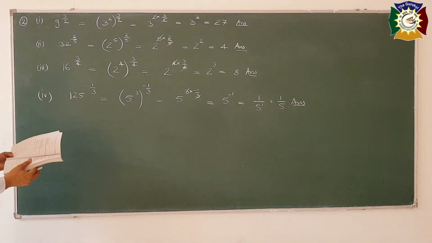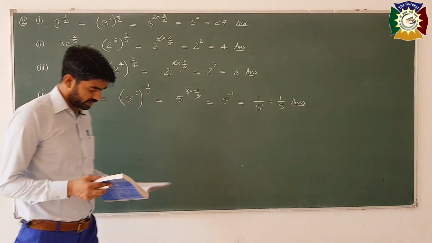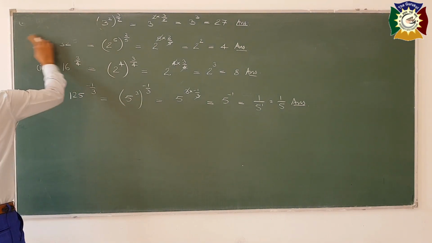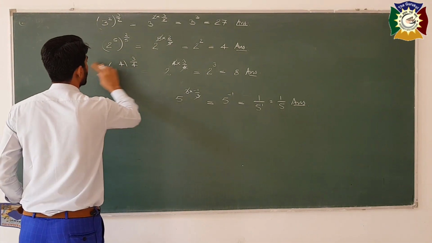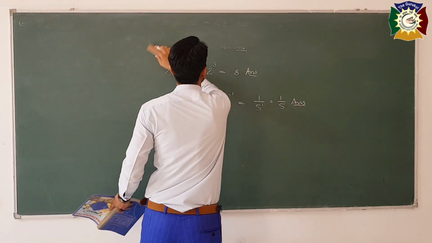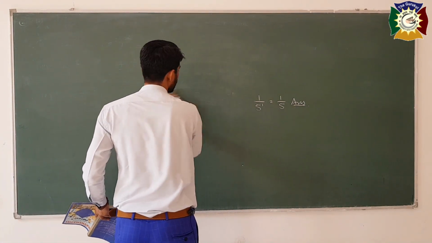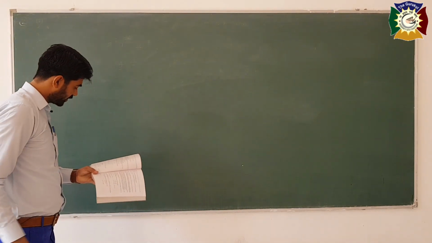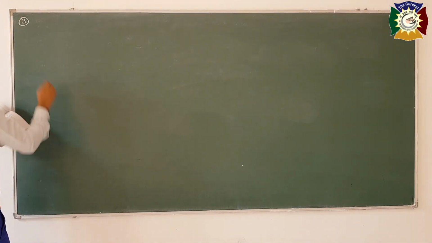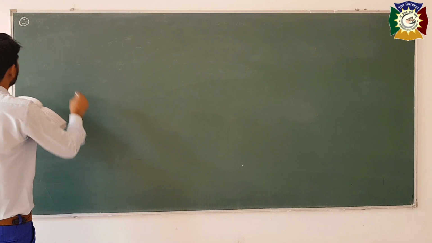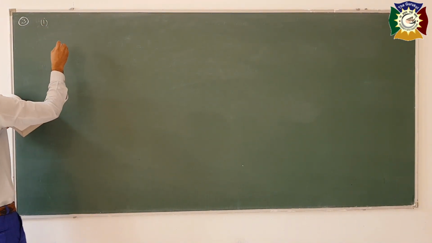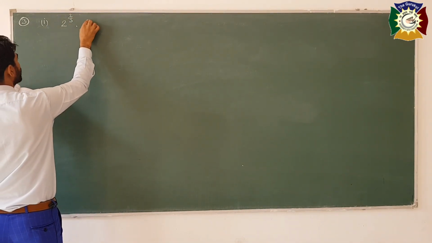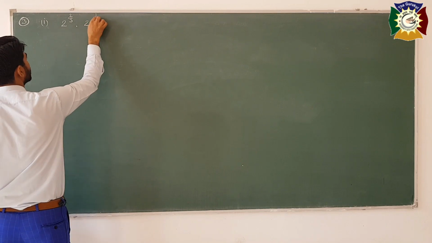Next, I think 4 parts are there in this. So next we will see question number 3 now. Question number 3. This is a very simple exercise, so you can do it on your own very easily. Third question, we are to simplify. Part 1, 2 to the power 2 by 3, then multiply 2 to the power 1 by 5.